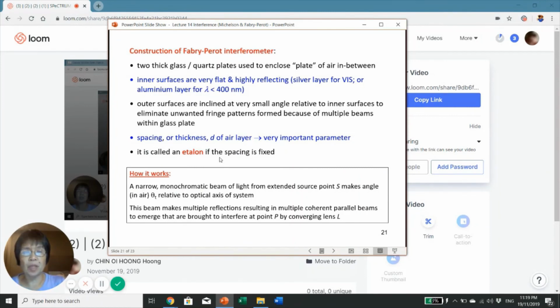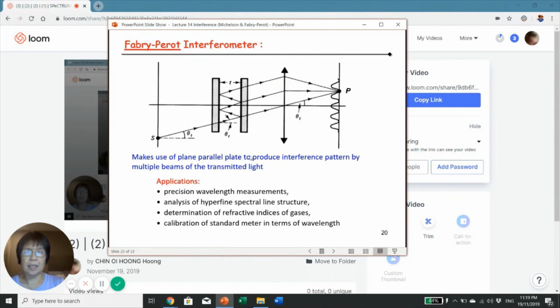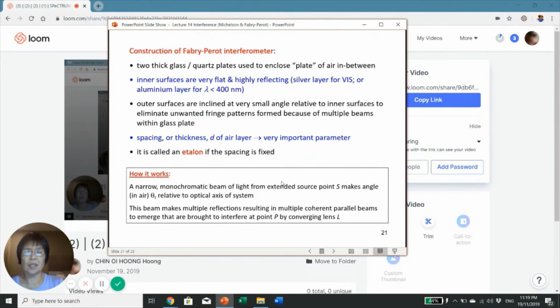And usually this surface and this surface are not parallel but tilted at a very, very small angle. Why we do that is to eliminate any fringe patterns that are not suitable, because of these multiple reflections within the glass. So now the spacing of the air layer becomes a very important factor. And here, if the spacing is fixed, then it is called an etalon. Okay, etalon here.